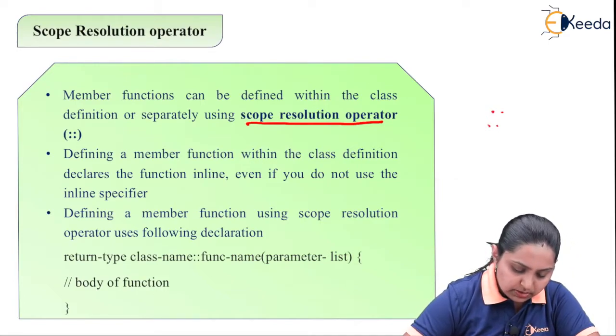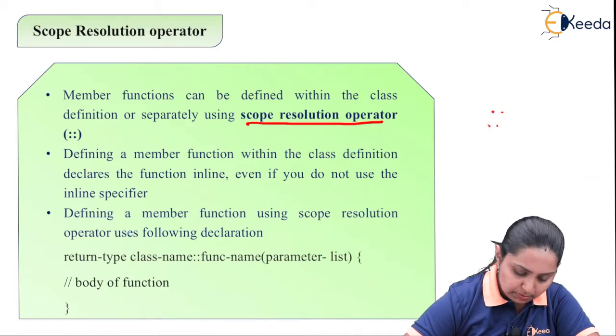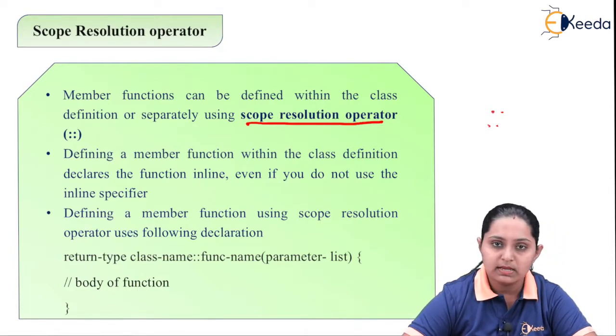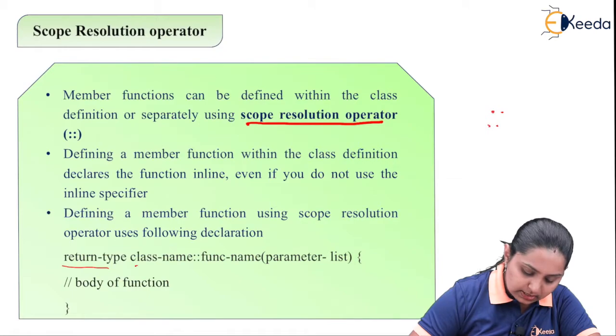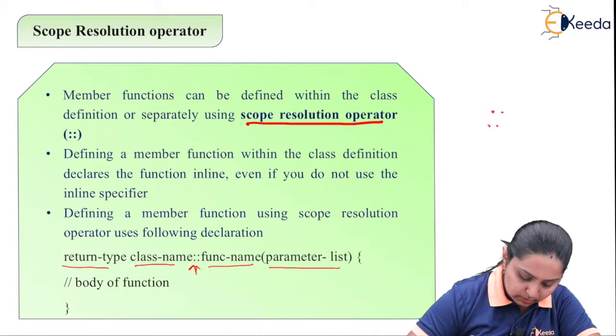Defining a member function within the class definition declares the function inline, even if you do not use the inline specifier, right? But if you want to define a member function using the scope resolution operator, you have to use the following syntax. That is return type, class name, scope resolution operator, function name, parameter list which is present for this function, bracket open, the body of that function, bracket close.